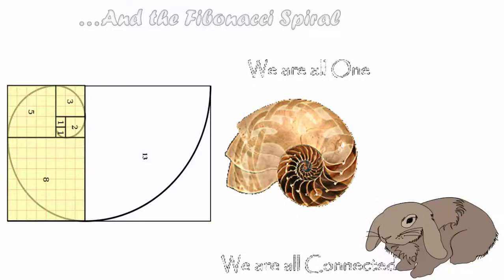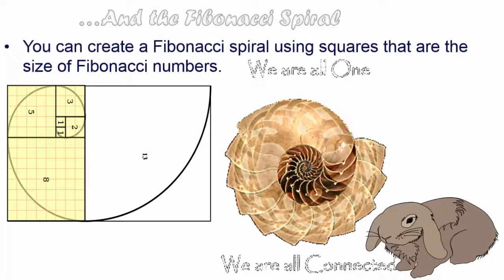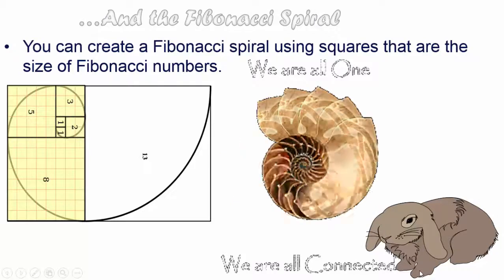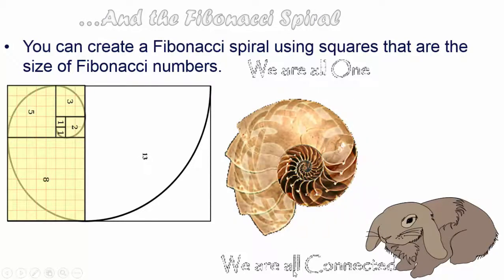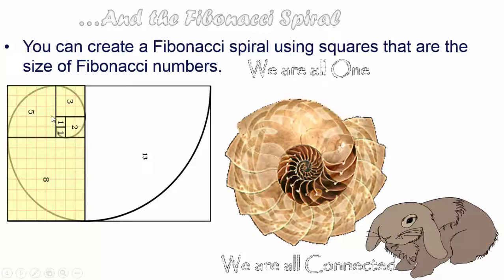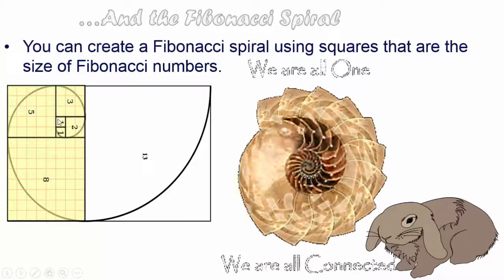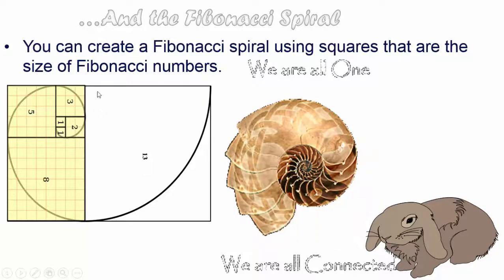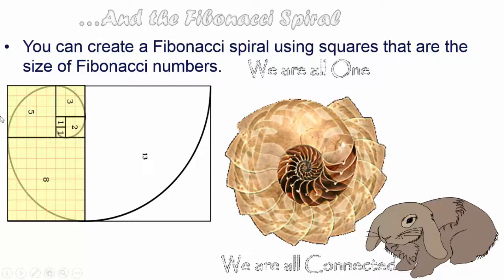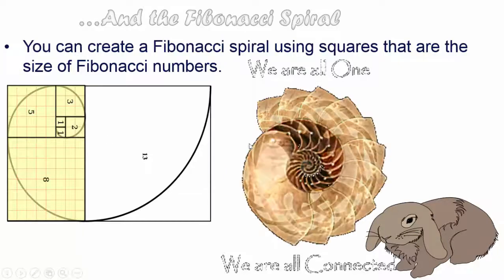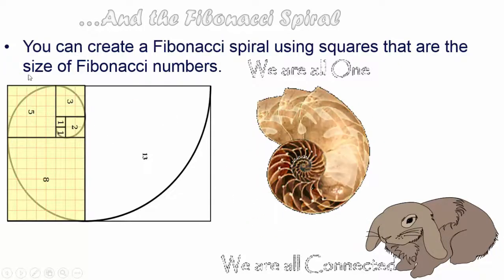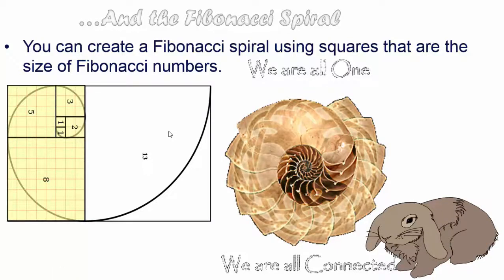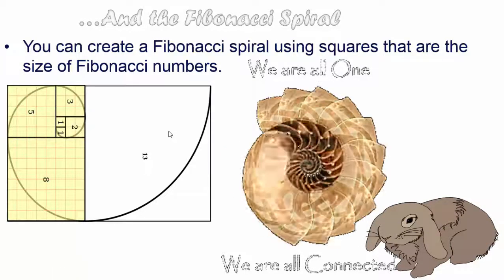Reviewing what we just did on the whiteboard, we showed that we can create a Fibonacci spiral using squares that are the size of Fibonacci numbers, as mentioned earlier. So using a piece of graph paper, one can construct this spiral just by connecting these the way that I did it on the whiteboard, and you find that you can make what's called a Fibonacci spiral, which occurs a lot in nature, for example, with the Nautilus shell.